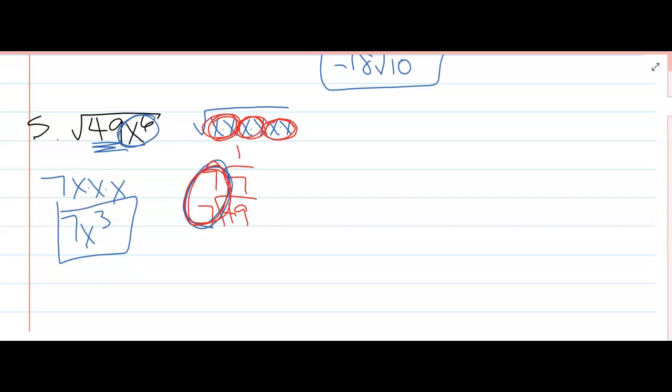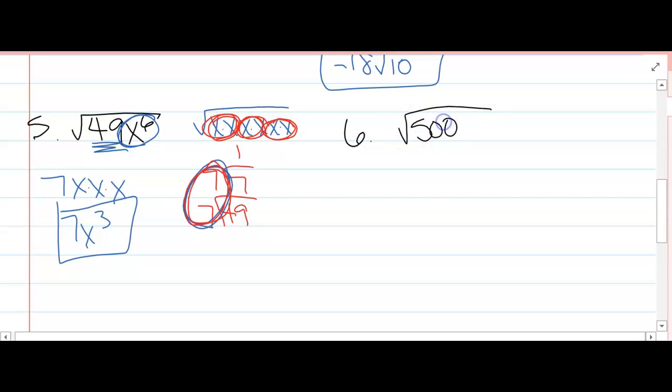So with the variables, you're going to pair them up just the same way you do the numbers. Okay, let's try another one of those. Let's say we have the square root of 500x to the 5th.